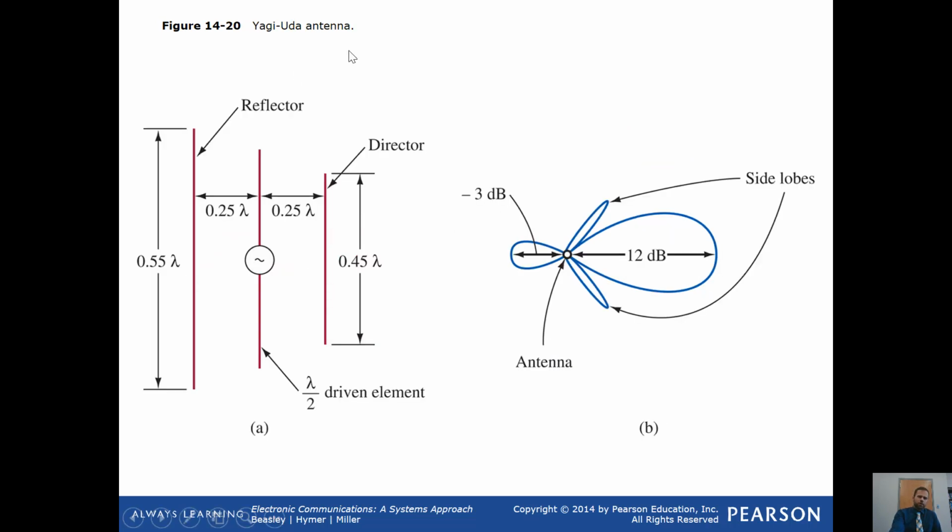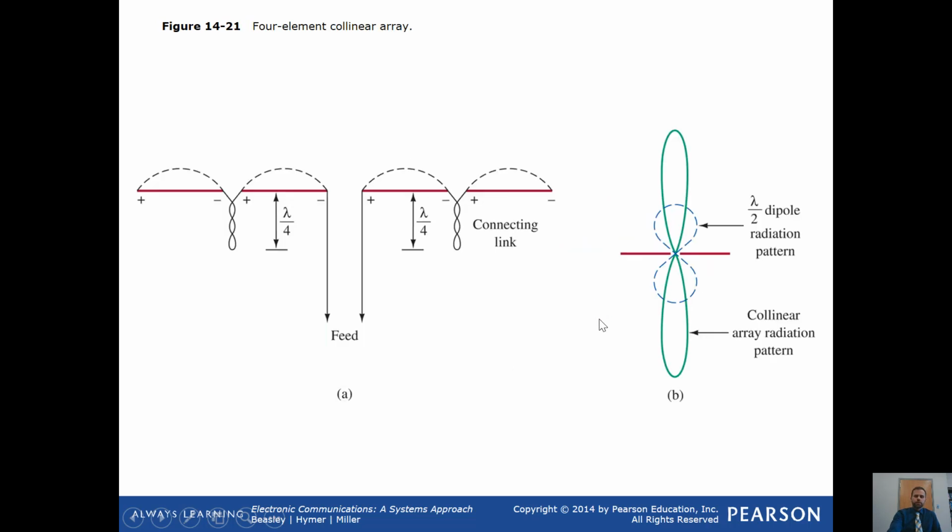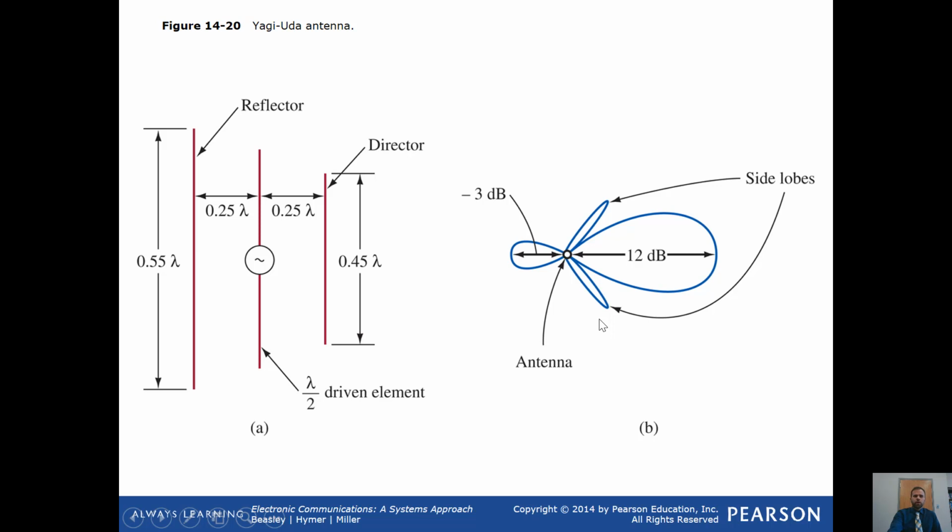A Yagi-Uda antenna is known as a directional antenna because it radiates most of its energy in a given direction. But there is actually a reflector here, so it goes in the opposite direction as well. And these little guys here are called side lobes, which are often undesirable. But they do exist in practical antennas, so you need to account for them.